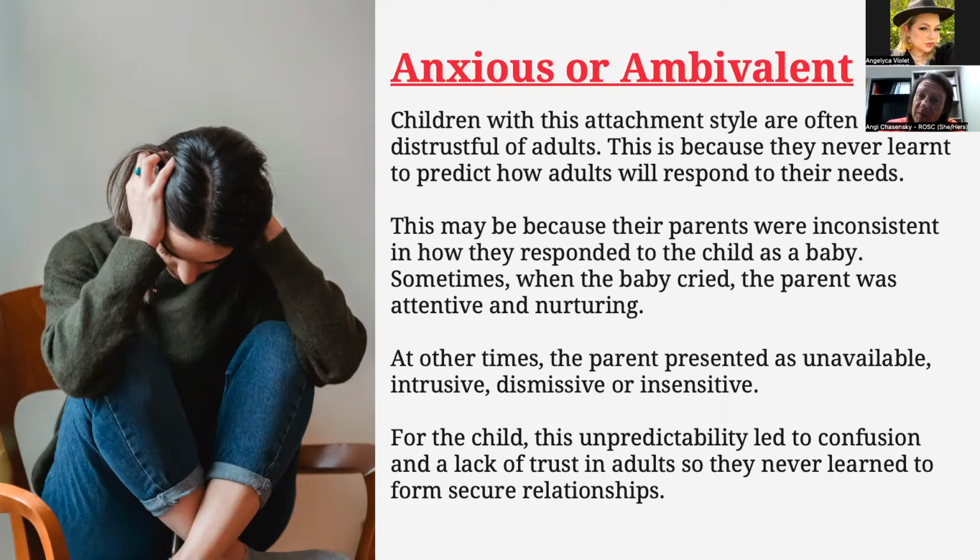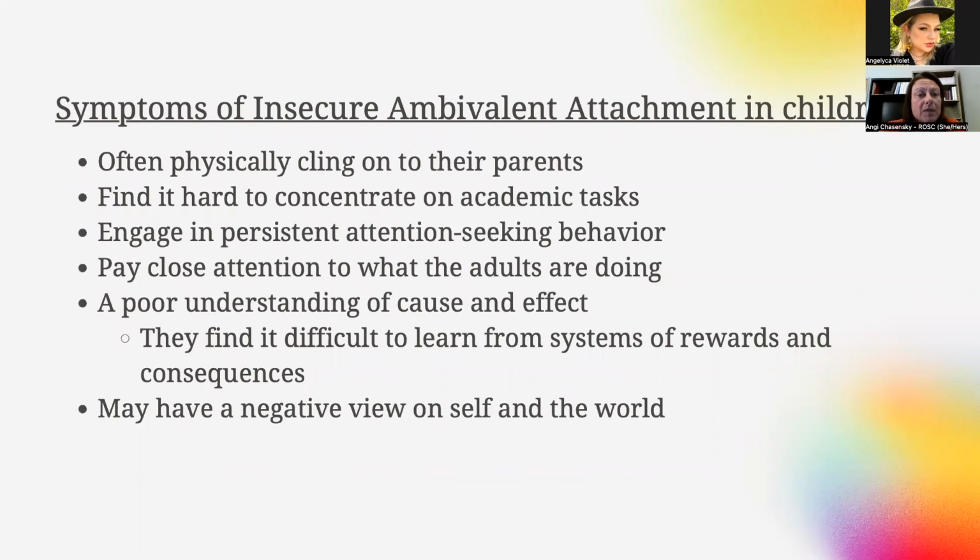But at other times, the parent presented as unavailable, intrusive, dismissive, or insensitive. It was ambivalent, or it was unpredictable. For the child, this unpredictability led to confusion and a lack of trust in adults, so they never learned to form secure relationships.